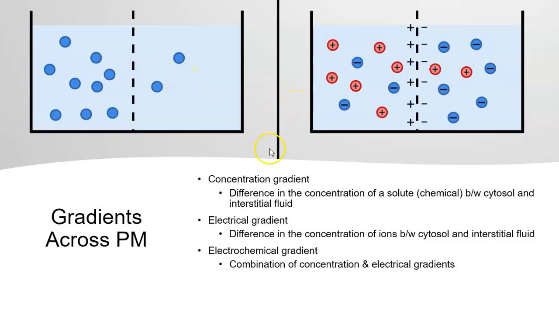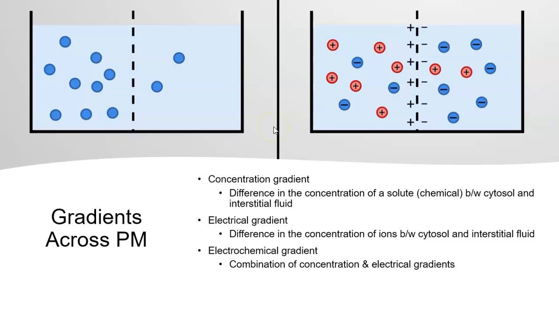Okay? Now, an electrical gradient, same idea, but we're not talking about the chemicals, we're talking about the charges. If you look at the image on the right side of the screen, we have more positive charges on this side of the membrane. We have more negative charges on this side of the membrane. That means we have an electrical gradient. Keep in mind, this is just representing inside the cell versus outside the cell.